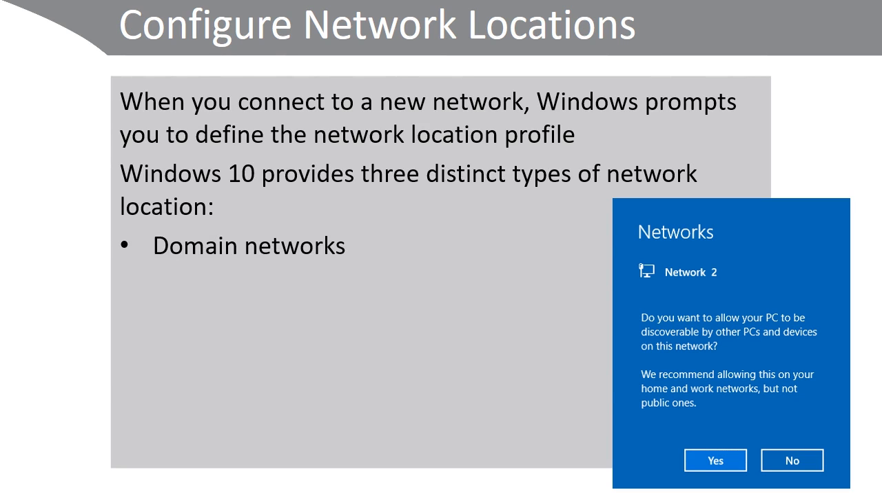Domain networks, which are automatically detected. So if you plug in a laptop and it senses that it's on a domain network, which it does by examining the network traffic, it will determine it's on a domain network and configure itself without prompting you. If it's not a domain network, it will then ask you, is it a private network or is it a public network? By saying, do you want to make your device discoverable or not? So yes equals private network, no equals guest or public network.